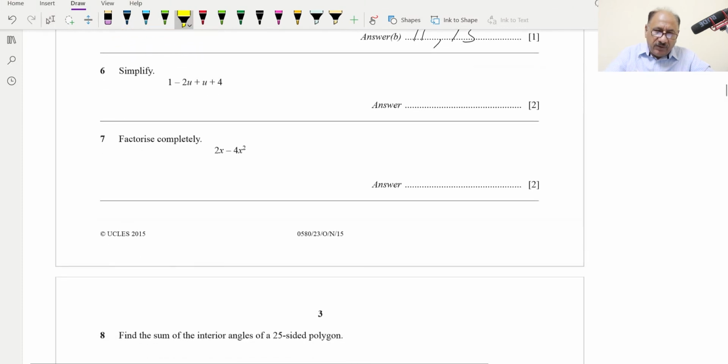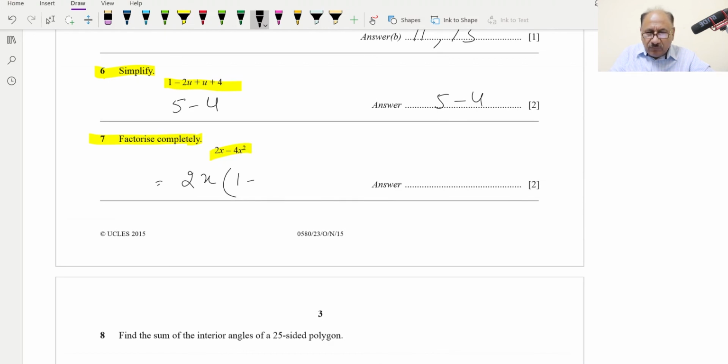Then simplify, question number 6. Simplify this one, and we have to add like terms. So 4 plus 1 will be 5, minus 2u plus u, so it will be minus u, so our answer will be 5 minus u. Question number 7, factorize completely this expression. We have to take the maximum common factor, which is 2x, so inside will be 1 minus 2x, so the answer will be 2x into 1 minus 2x. This will be the answer.